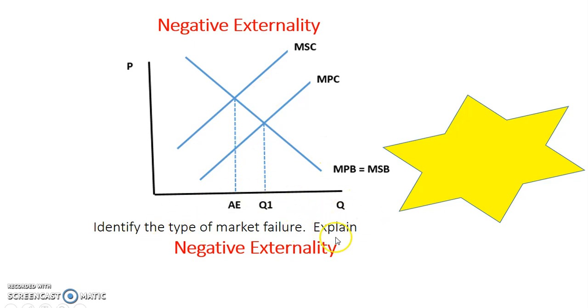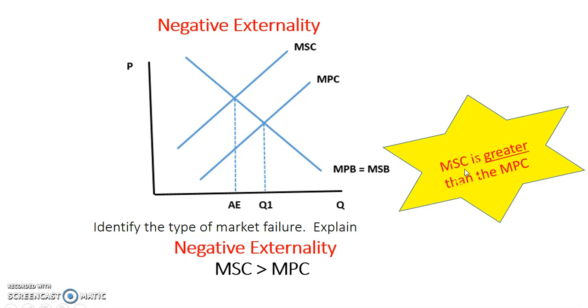Now we need to explain why this is a market failure. There's a couple ways that you can do this. The first one is to talk about the relationship of the curves. So when we talk about the market failure, the problem here is that the MSC is greater than the MPC. There are social costs that are placed on people who did not consume this product. And so therefore, you have an MSC that is greater than the MPC.